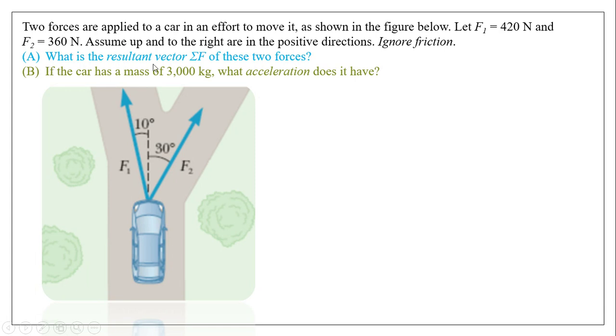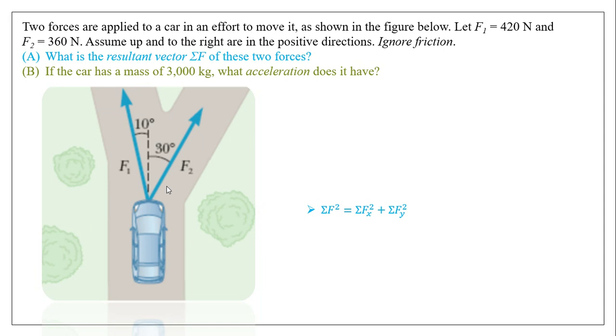Part A asks us to find the resultant vector, aka net force, of the two forces, and then part B asks us to find the acceleration given that the mass of the car is 3,000 kilograms. All right. So in order to do part A, we first have to realize that you need to apply the Pythagorean theorem. Net force squared equals net force in the x direction squared plus net force in the y direction squared. It does resemble the Pythagorean theorem because at the end of the day, we'll reduce all these forces into just one right triangle by adding all the sums up.